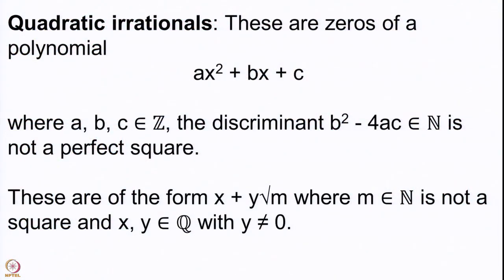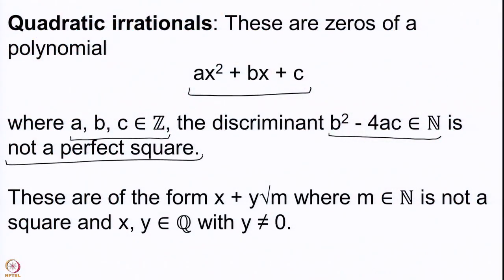What are quadratic irrationals? Quadratic irrationals are these numbers which are solutions to ax square plus bx plus c equal to 0, or which are also called the zeros of this degree 2 polynomial. Here a, b, c are allowed to be any integers, but there is a small condition that b square minus 4ac has to be a natural number. This is because we want all these roots, the zeros, to be real numbers, and further we also demand that this b square minus 4ac be not a square, because we are looking at the numbers which are irrational, the numbers which are not rational numbers.